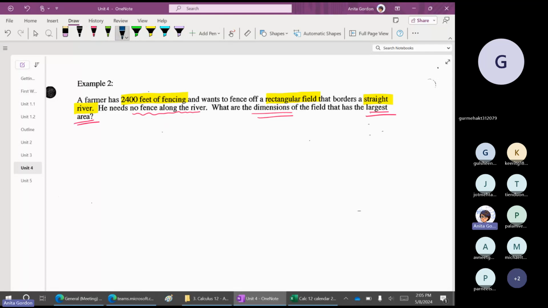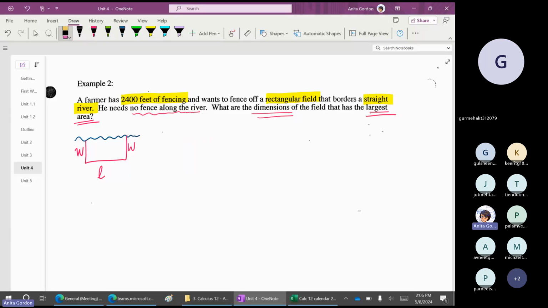Let's draw a picture. Here is the river. Here is my fence. Now, I could have 2 widths and a length, or I could have 2 lengths and a width. It genuinely doesn't matter how you draw this, because you can label it however you want. The math will work out the way the math will work out. So you pick how you label it. I'm going to stick with this one.